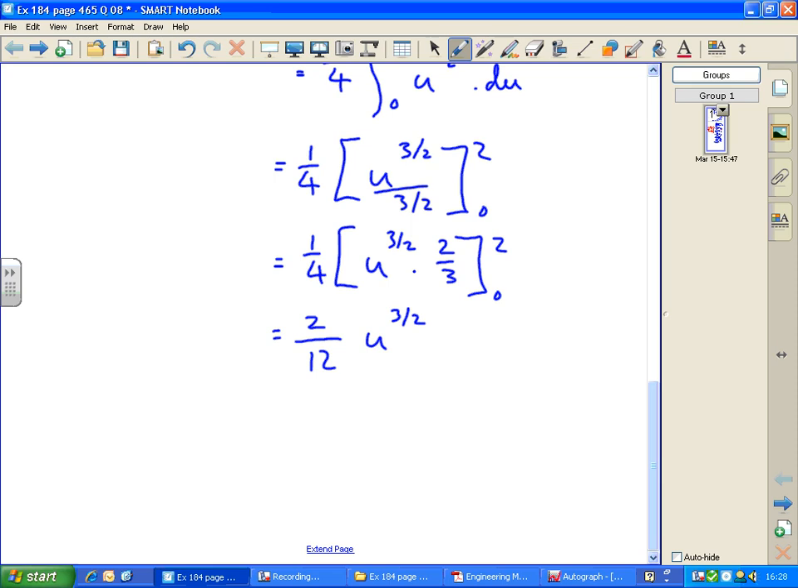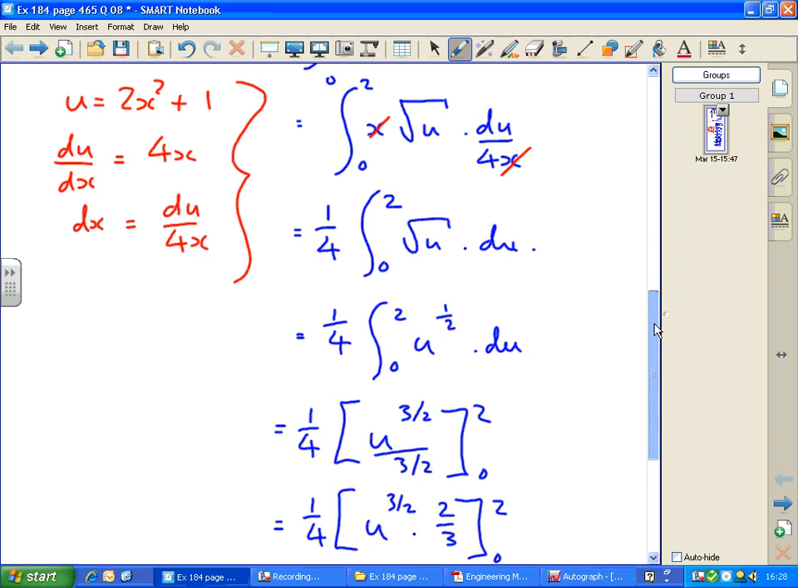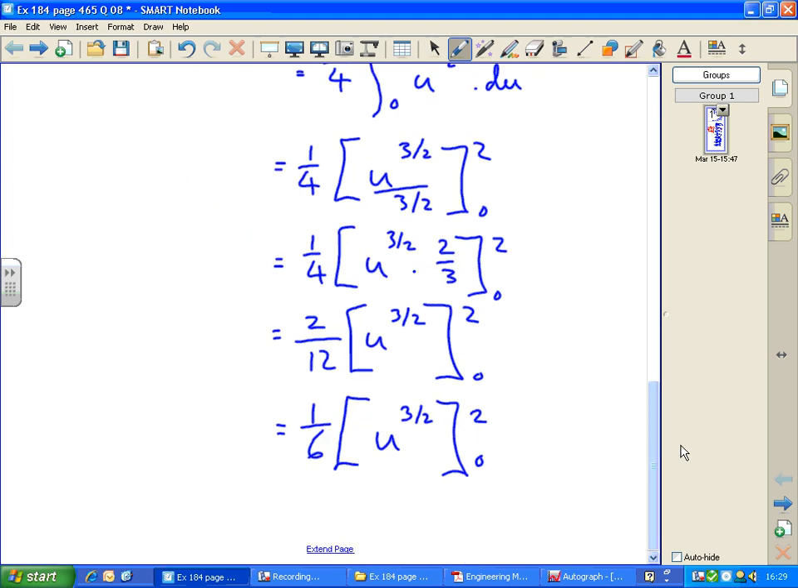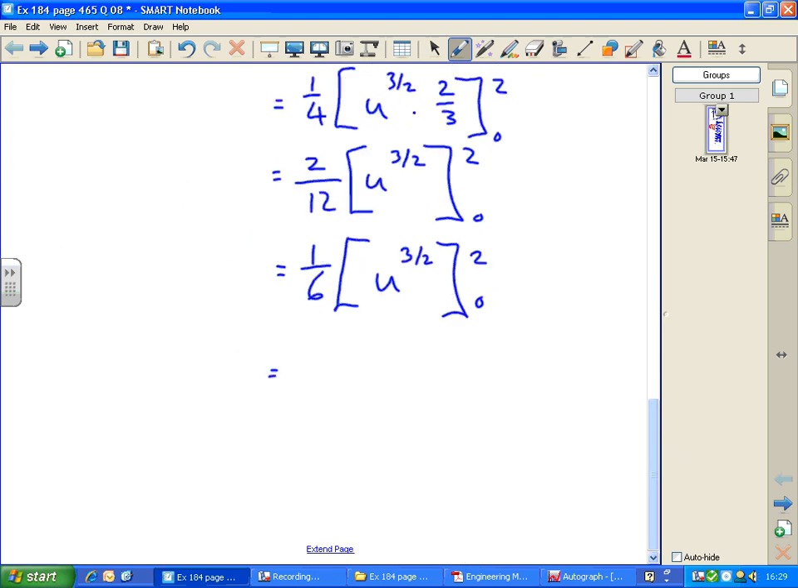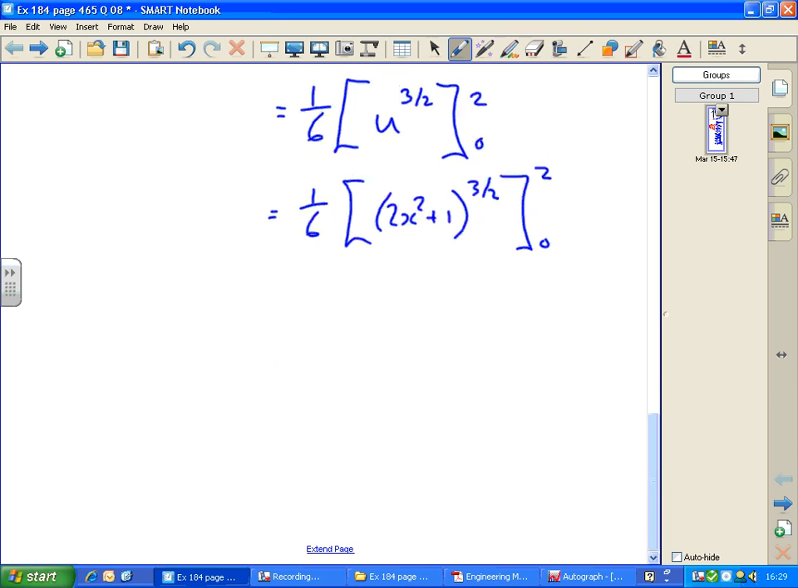So this equals u to the 3 over 2 between 0 and 2. 2/12 is a 6th of u to the 3 over 2 between 0 and 2. u equals 2x squared plus 1. So finally we get that the integral equals 1/6 of 2x squared plus 1 to the power 3 over 2 between 0 and 2. Now we've got to put the limits in and find out what that comes to.